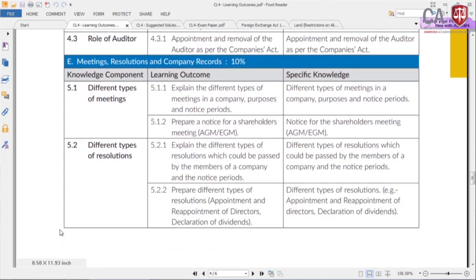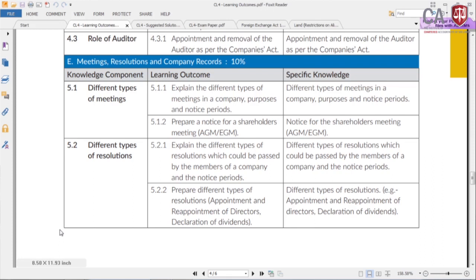Then meetings, resolutions and company records. Different types of meetings are there, as you know, and you have a knowledge on how to explain the different types of meetings in a company, purposes and notice periods. Having specific knowledge on the different types of meetings in a company, purposes and notice periods.